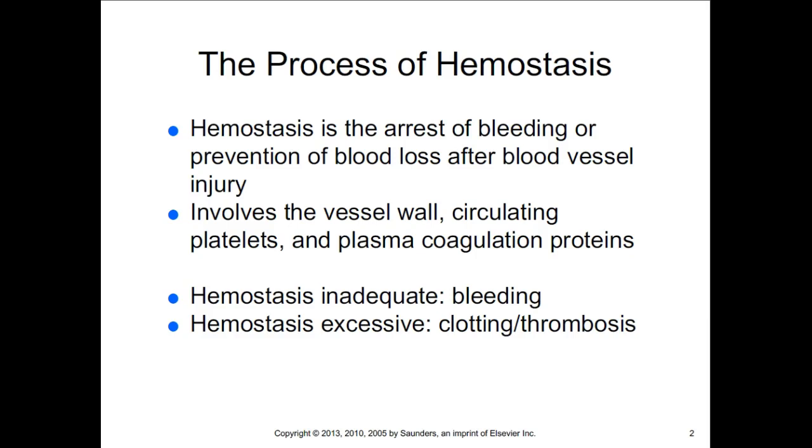So obviously it's getting through the blood vessel wall, and it's going to involve the circulating platelets and their ability to clot that particular area and to stop it from bleeding. So if hemostasis is inadequate, you're going to continue bleeding. If hemostasis is excessive, you might see clotting and thrombosis.